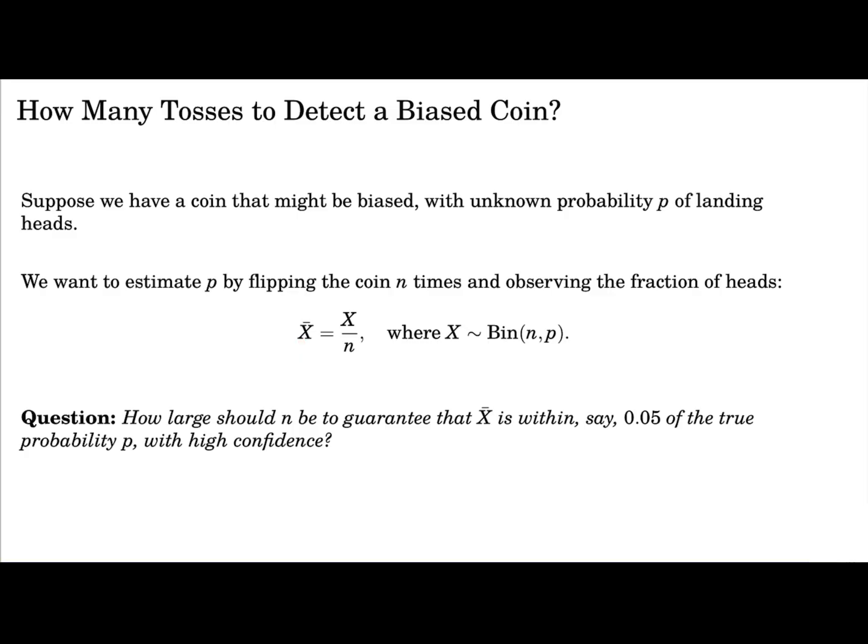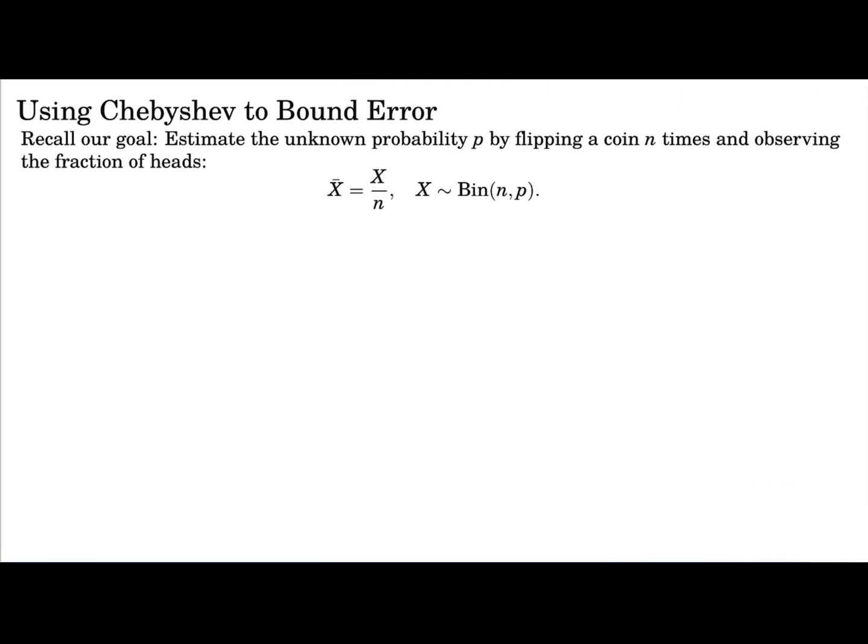So this will give us the fraction of heads that we will observe. And the point is, how many times should we toss the coin so that we can guarantee that this fraction we're observing is within, let's say, 5% of the true probability? You can think this would help answer questions like, if I have a coin and I want to test whether it's fair or not, how many times do I need to toss it? So let's do that. Let's use Chebyshev to bound the error.